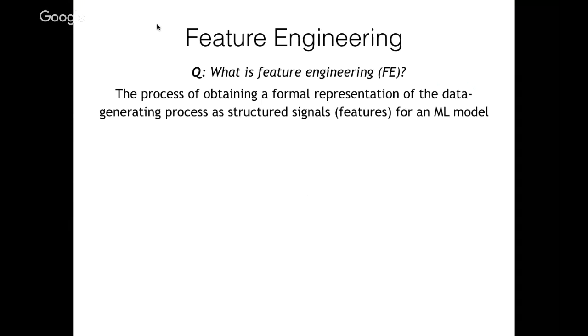Let's dive into feature engineering. Now, what is feature engineering? Essentially, it is the process of obtaining a formal representation of a data generating process as structured feature vectors. For any machine learning model, they operate on a feature representation. Now, it goes by various names: feature learning, representation learning, and so on.